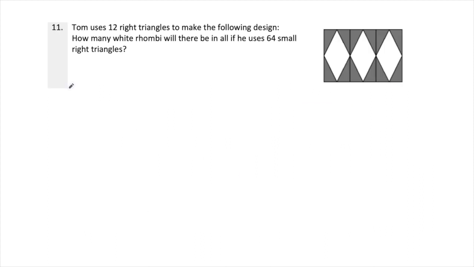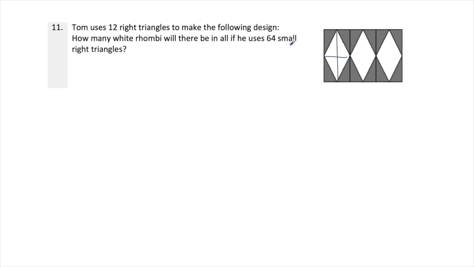For this problem, we have to figure out how many white rhombi there will be if he uses 64 small right triangles. We know that he uses 12 right triangles to make the following design. In case you can't see the right triangles, this is what they look like. As you can see, each rhombus is composed of 4 of these small right triangles.